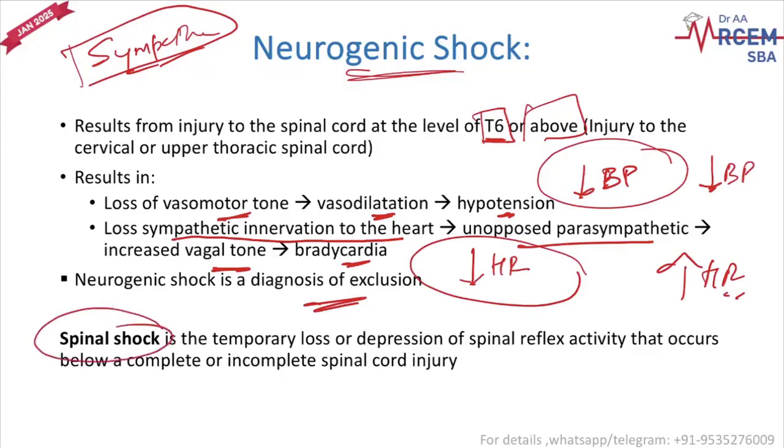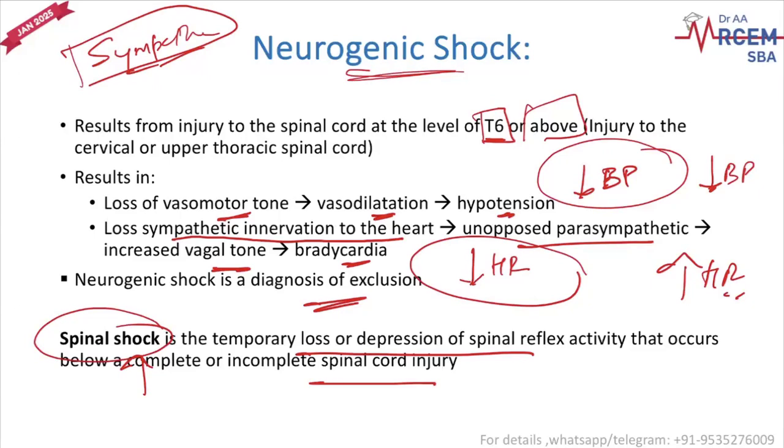What is spinal shock? Spinal shock is not actually a true shock. This is temporary loss or depression of the spinal reflexes that you're seeing because of the injury of the spinal cord. Usually there will be complete recovery over time. This shock doesn't mean blood pressure is on the lower side. It is a misleading term. It just means that your spinal cord has gone into shock. That's why it is not working properly because of the injury. That is spinal shock.